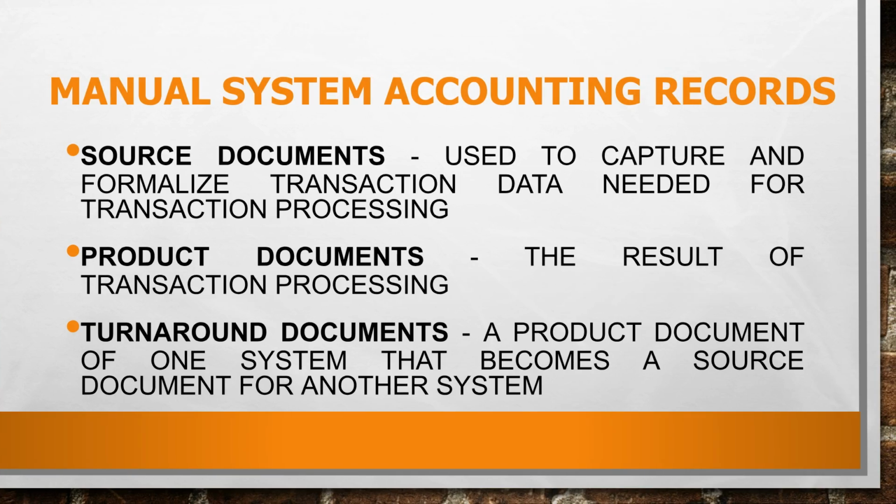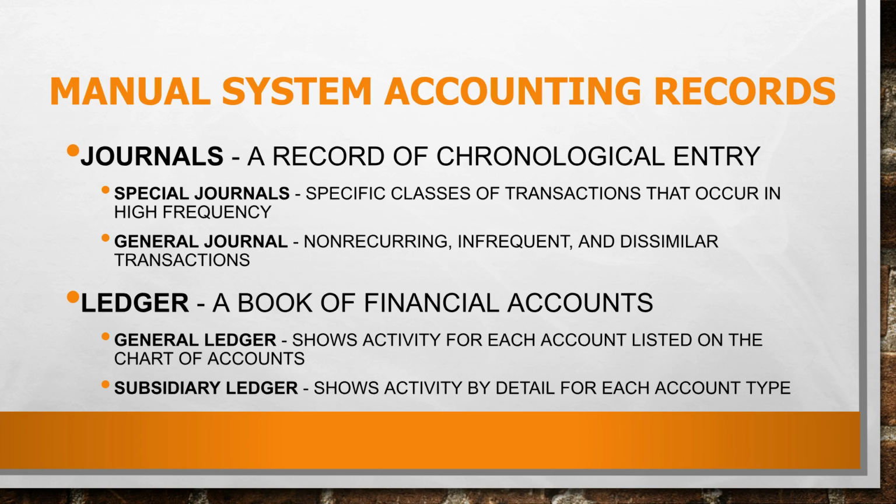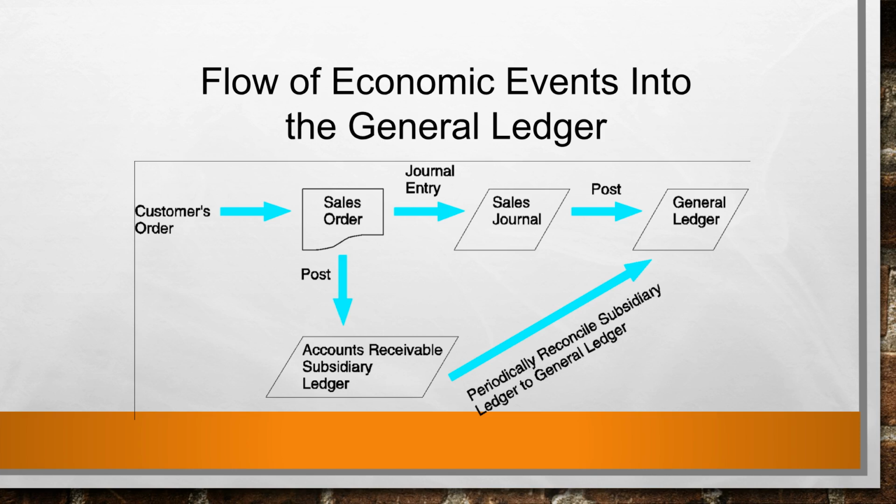In manual systems, we use source documents to capture data, product documents as results of processing, and turnaround documents that serve as links between systems. Accounting records also include journals for chronological entries and ledgers to maintain financial account balances, such as general and subsidiary ledgers. This figure displays the flow of economic events into the general ledger, showing how information travels from customer orders to the final ledger updates.